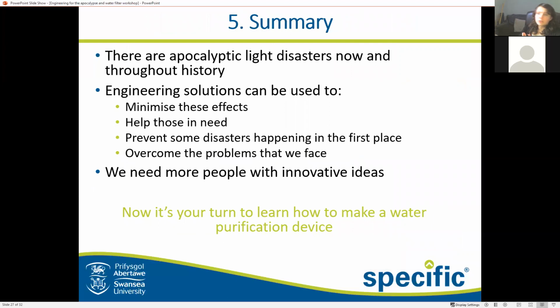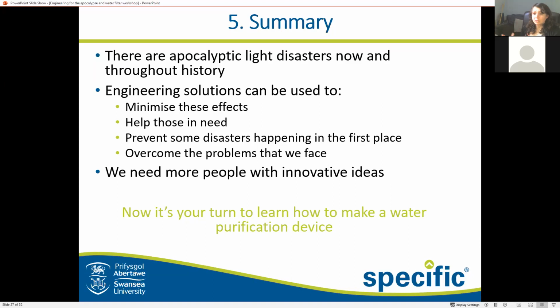So to summarize, we have apocalyptic style disasters throughout history and now all the time. But there are ways in which we can minimize their effects. So engineering solutions can be used to overcome a lot of different problems when used to tackle things ranging from natural disasters to medical responses, to being able to find people in need, or even being able to engineer new ways which people can grow food, cook food, and purify water, all of which have a humongous impact on reducing a lot of unnecessary deaths.